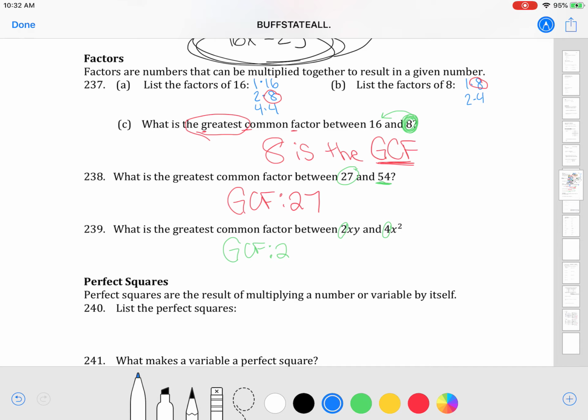Alright, so 2xy and 4x squared. I want to look at this x squared for a second and go back to what we talked about in the beginning for what that means. X squared means x times x. So really what I'm trying to figure out is what xy and what xx have in common. Xy and xx have just one x in common. So your overall total GCF is 2x.